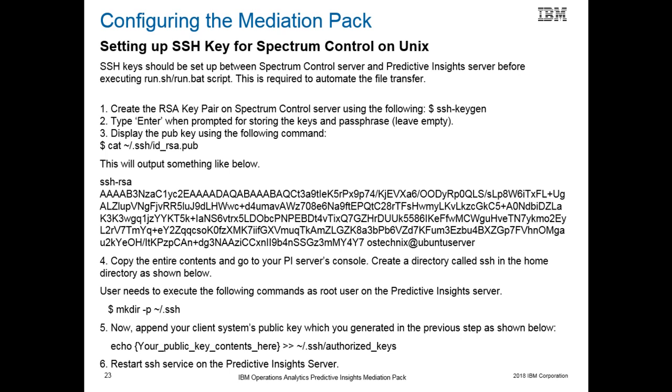In order for the automatic file transfer to occur between the Spectrum control server and the Predictive Insights server, an SSH key should be set up as shown in this slide. Generate the key by using the SSH keygen command in step 1. Then display the SSH key by using the command in step 3, and copy the key to the Predictive Insights server and restart the SSH server as shown in steps 4 through 6.